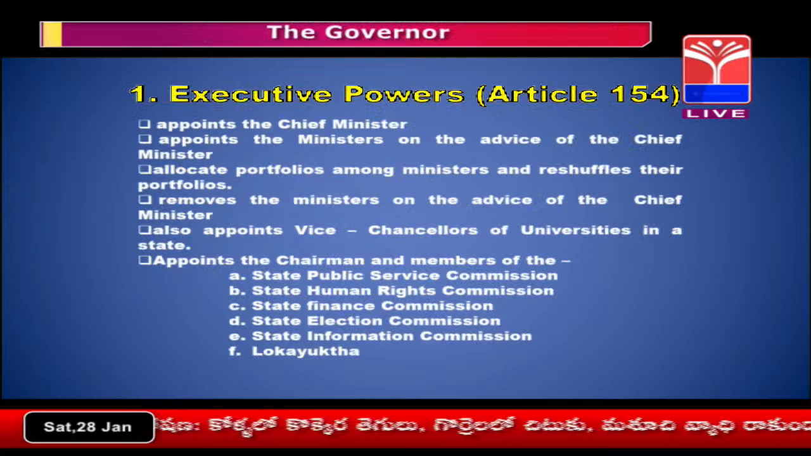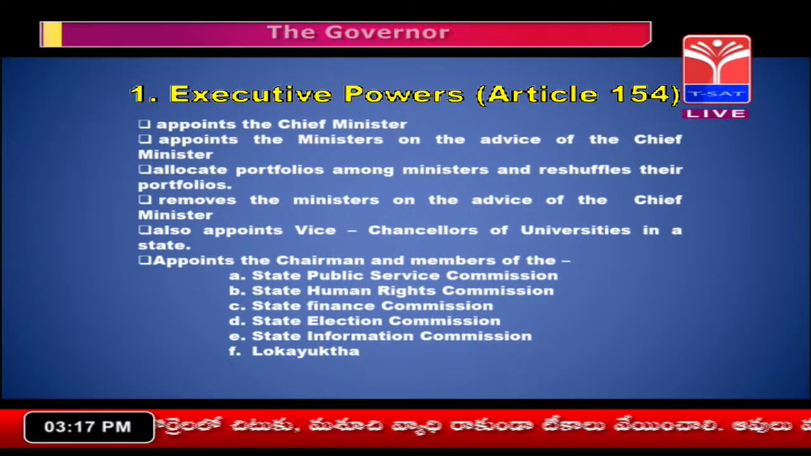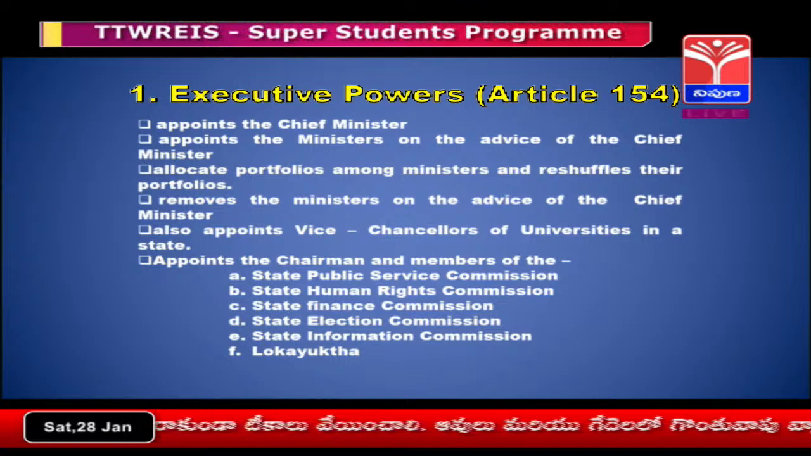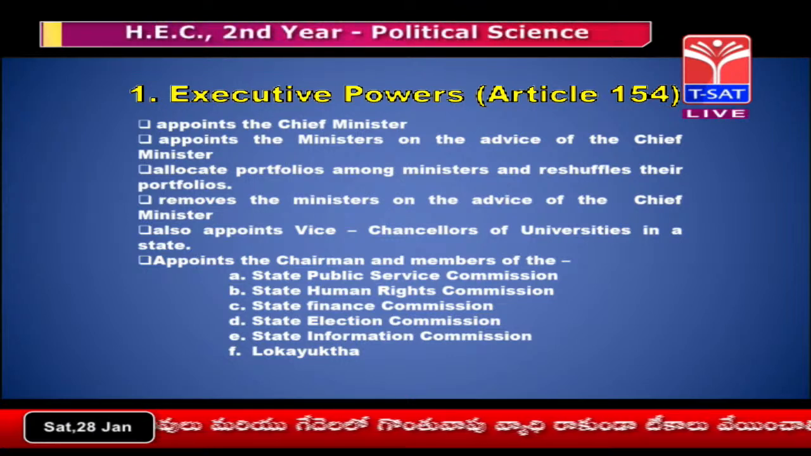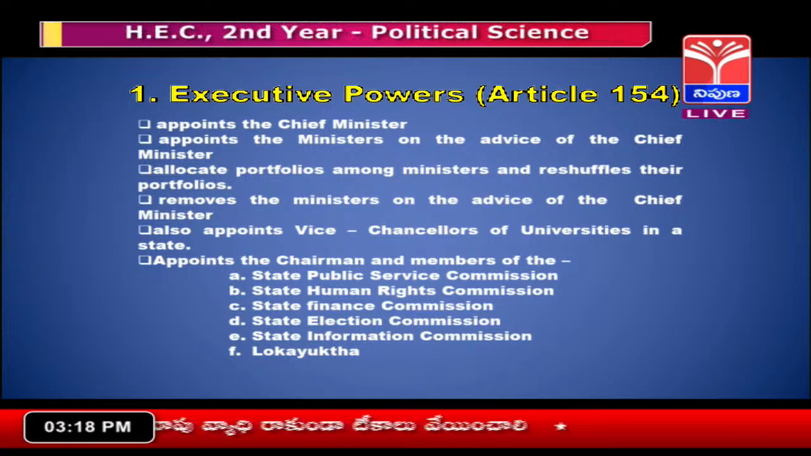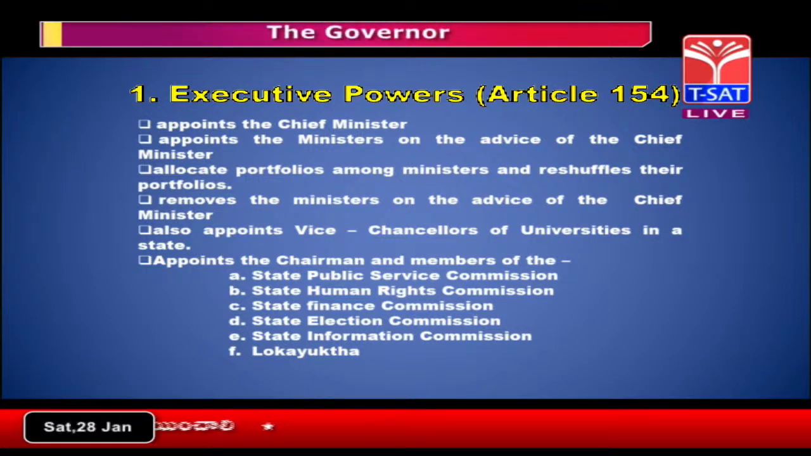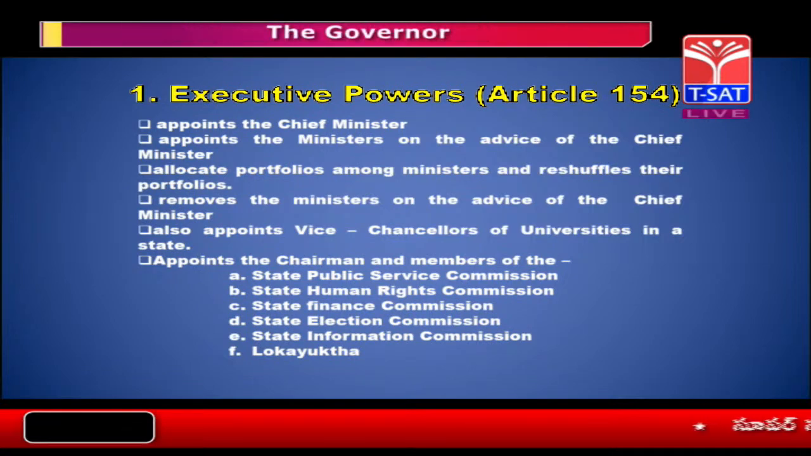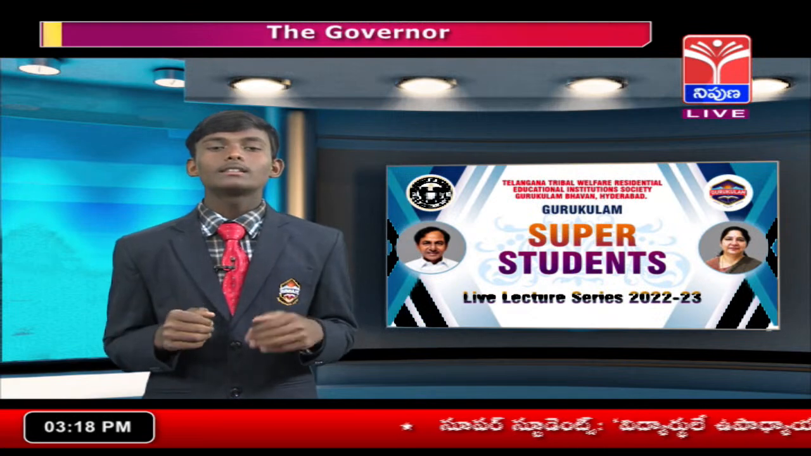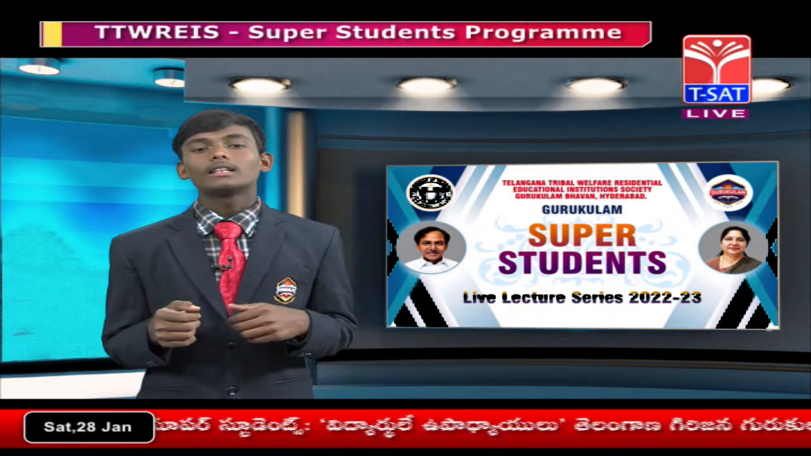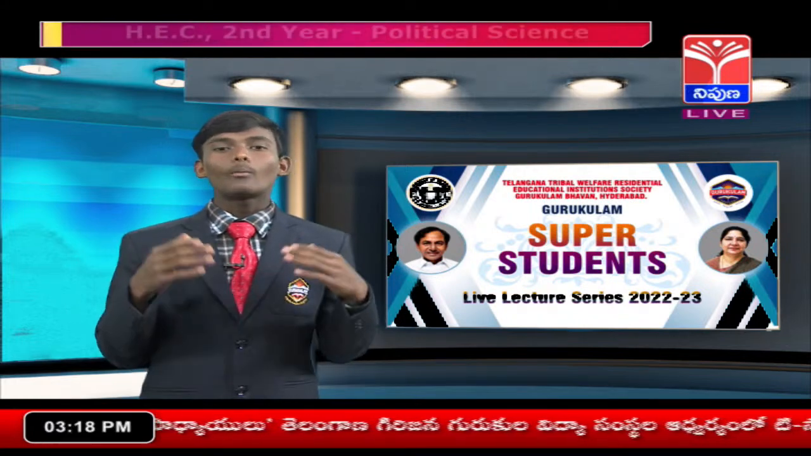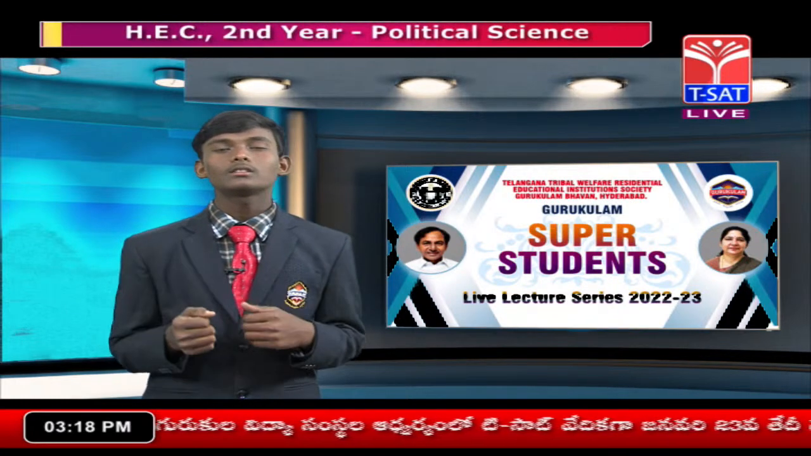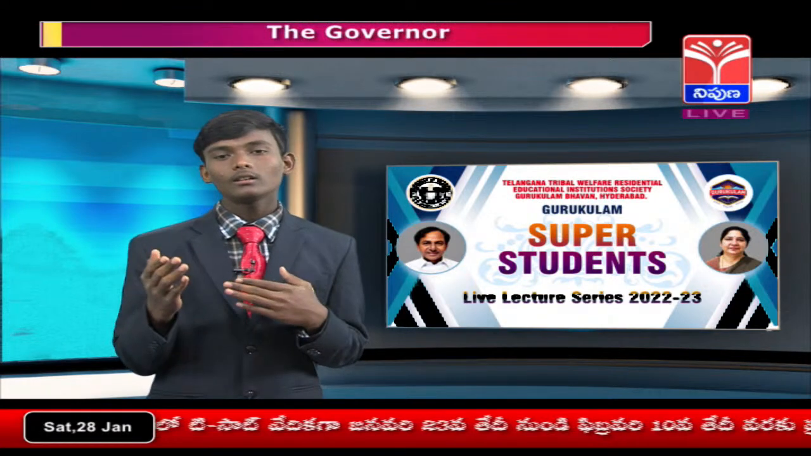First power of the governor, executive power. According to Article 154 of our Constitution, he will enjoy the executive powers. You know very well, the governor is the nominal executive head of the state, and in the executive powers, he appoints the chief minister.